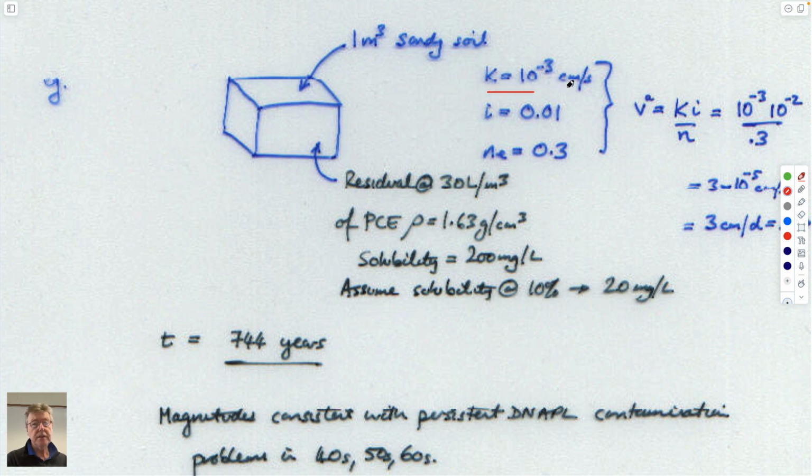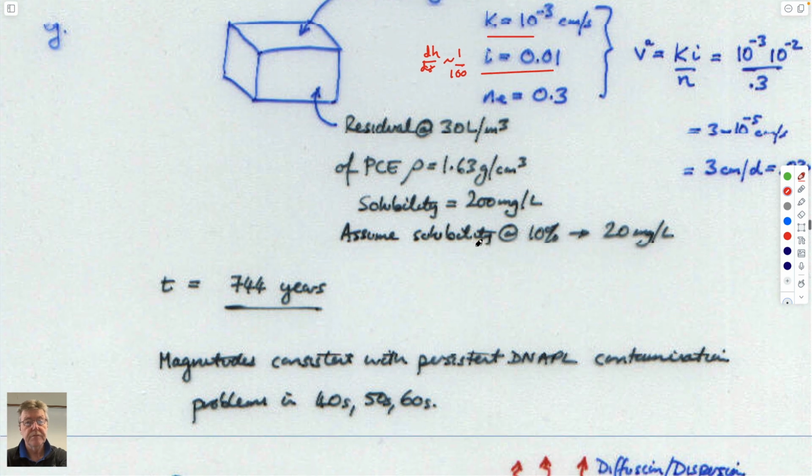10 to the minus 3 centimeters a second, hydraulic gradient, this is dH/dx, of about 1/100, porosity of 30%. I think the residual amounts were 30 liters per meter. Yeah, it doesn't matter. The only point in doing that calculation is that when you calculate how long it takes to remove that material, it's actually a very long time.